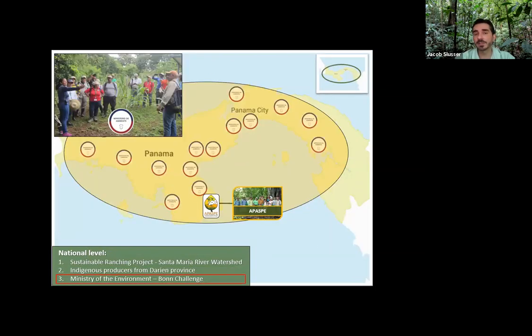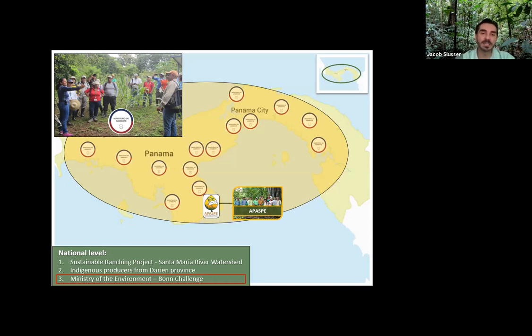And so finally, on a national scale, Apaspe trained important decision makers at the ministry level. Apaspe co-facilitated a week-long course on their farms for 15 regional officials from Panama's Ministry of the Environment. And these were people who were responsible for implementing Panama's 1 million hectare reforestation project, which is part of Panama's Bonn Challenge restoration commitment.